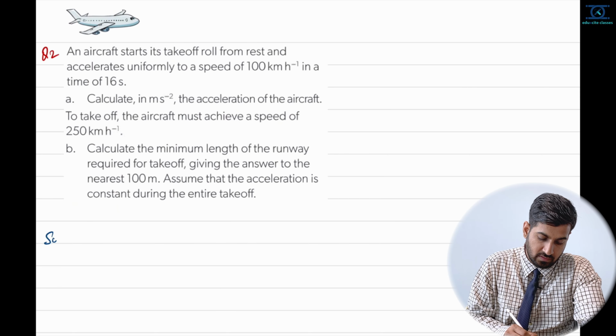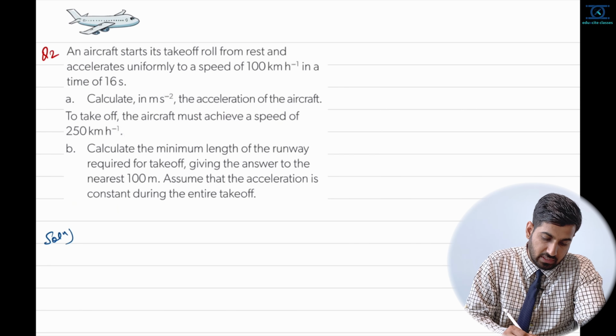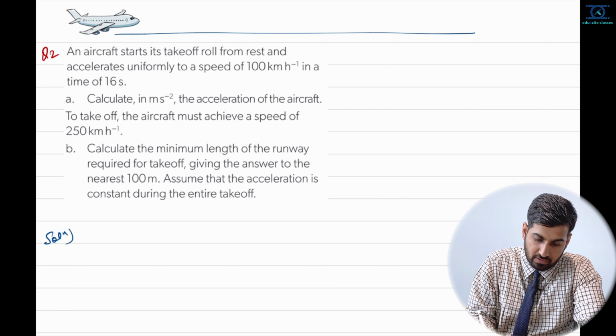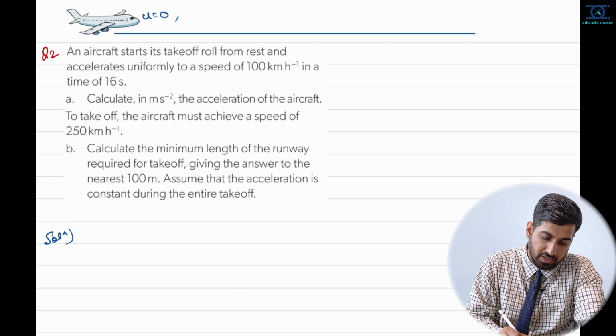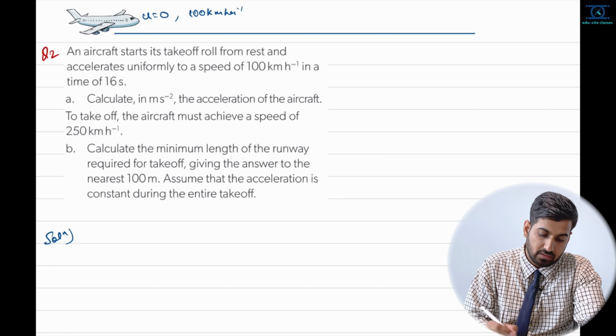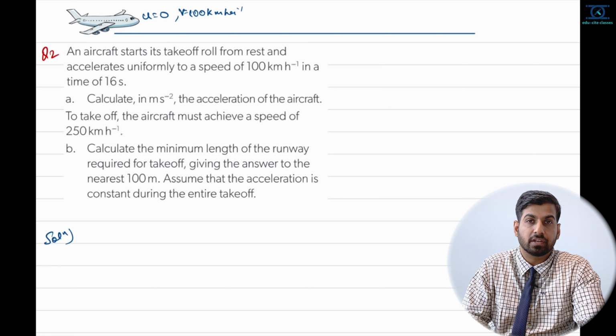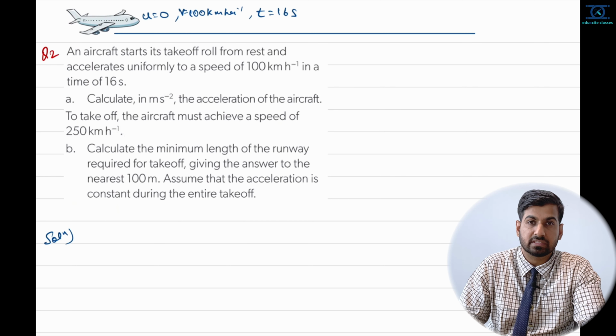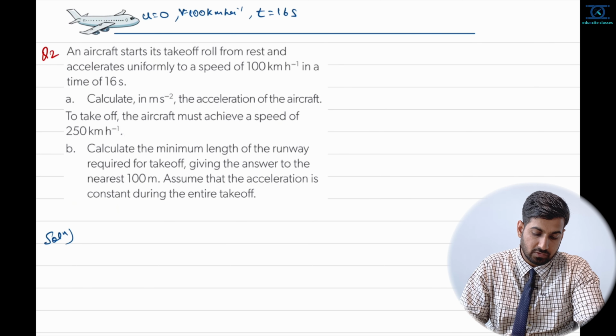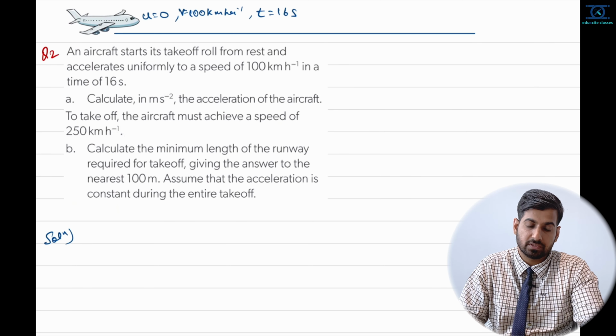Okay, so the aircraft is taking off, starting from rest, and it uniformly accelerates to a speed of 100 km per hour. So this will be the final speed before it takes off. And the time for this, 16 seconds, is given to us. Now we are supposed to find out the acceleration in meter per second squared.